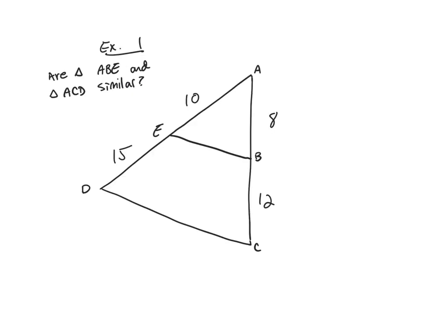So let's look at an example. Here I want to know, is triangle ABE similar to triangle ACD? So let's think about what we know about these triangles. Well, first of all, I can see that my triangles share a common angle up here. And that angle is congruent to itself by the reflexive property. So I know I have one congruent angle. So now let me look at my sides. I wonder if they're proportional.